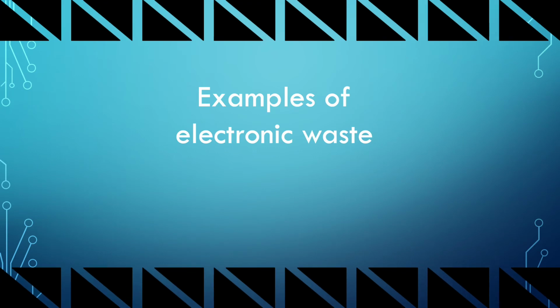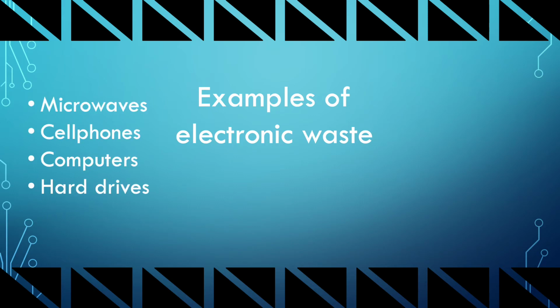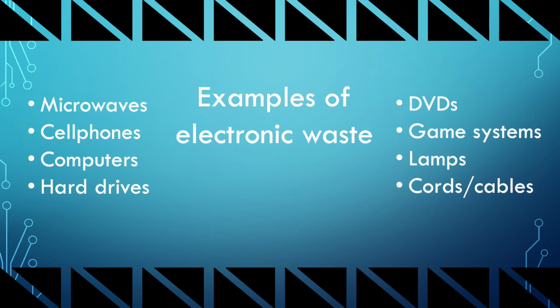So just some examples of electronic devices that could be considered electronic waste are microwaves, cell phones, computers, hard drives, also DVDs, gaming systems, lamps, and cords and cables.